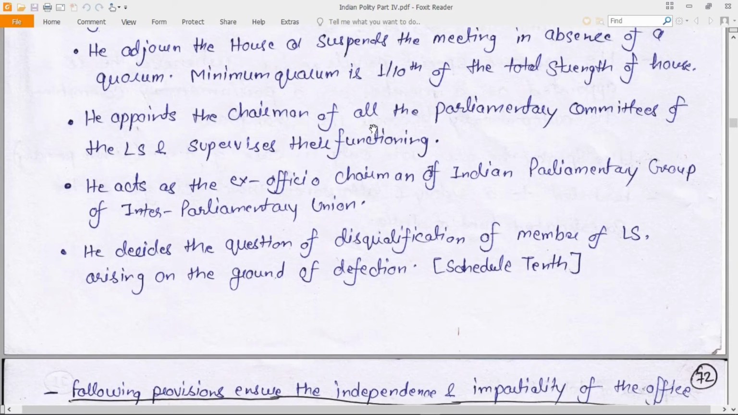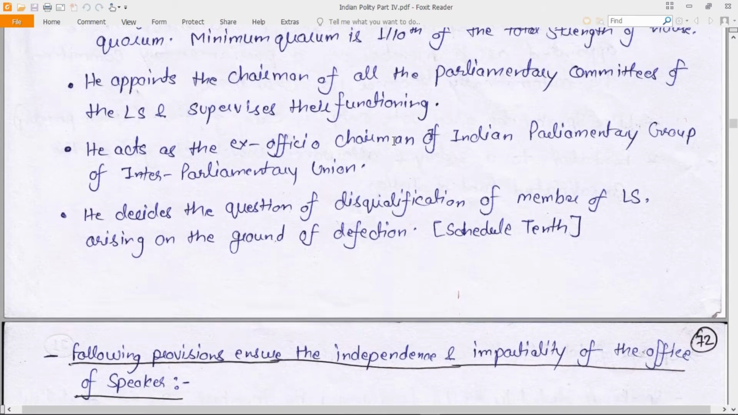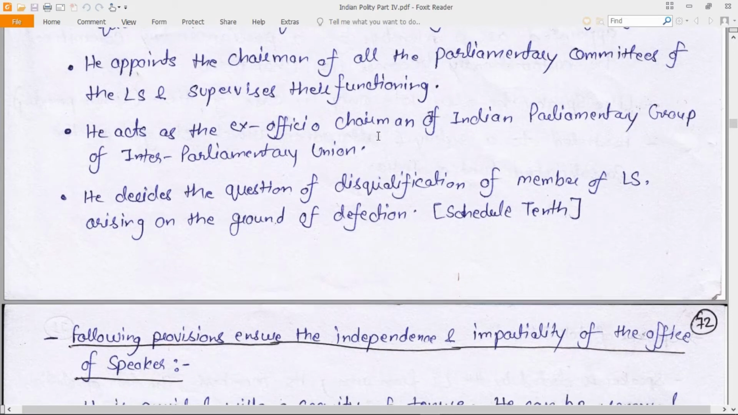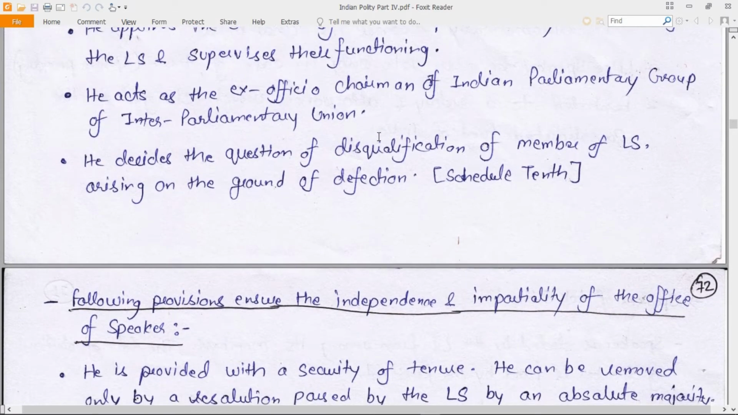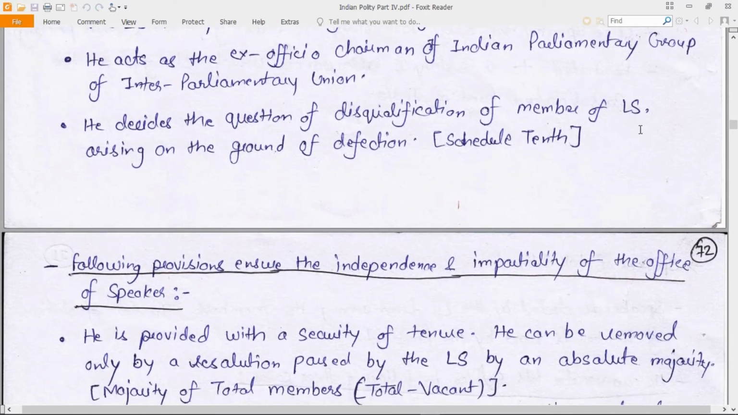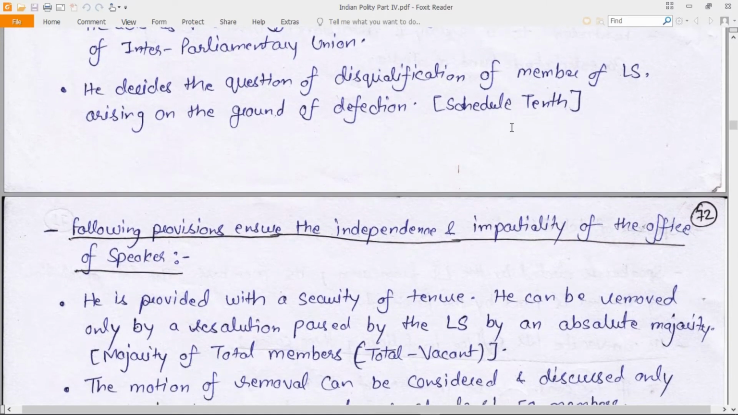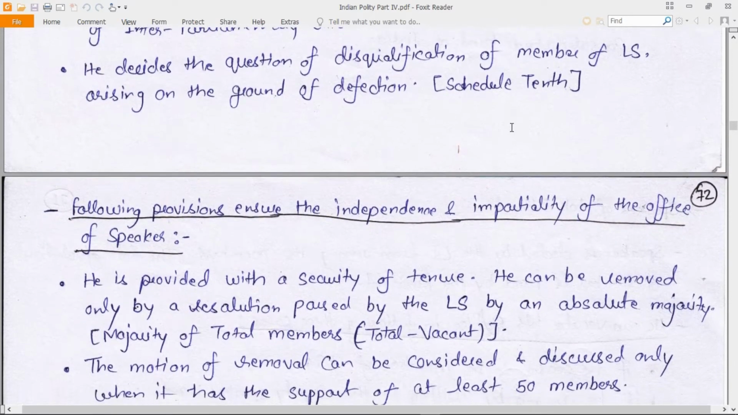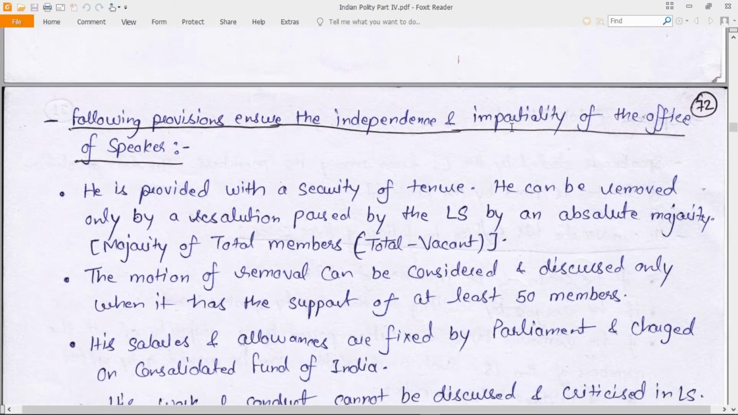He appoints the chairmen of all parliamentary committees of the Lok Sabha and supervises their functioning. He acts as the ex officio chairman of the Indian Parliamentary Group of the Inter-Parliamentary Union. He decides the question of disqualification of a member of Lok Sabha arising on the ground of defection as per Schedule 10. Now, the following provisions ensure the independence and impartiality of the office of Speaker.